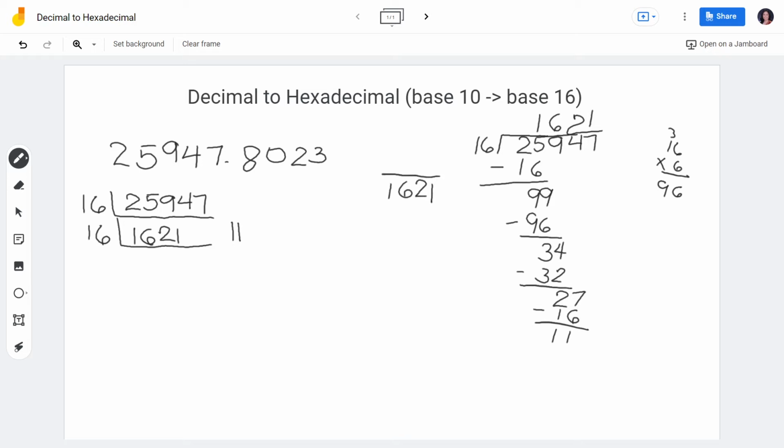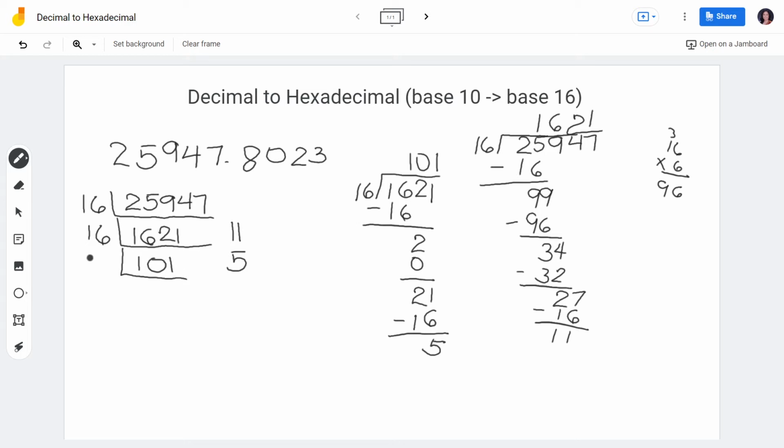1621 divided by 16: 16 divided by 16 is 1. So we have 0, then bring down 2. So we have 0, and then bring down 1. 21 gives us 1. 1 times 16 is 16. So 21 minus 16 is 5. So we have 101, remainder 5. And then repeatedly divide it again by 16.